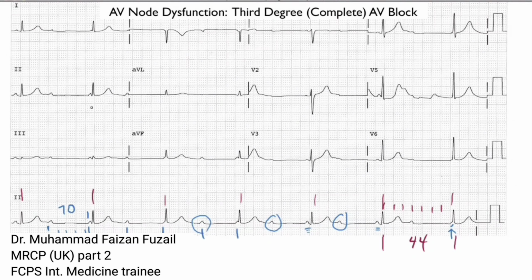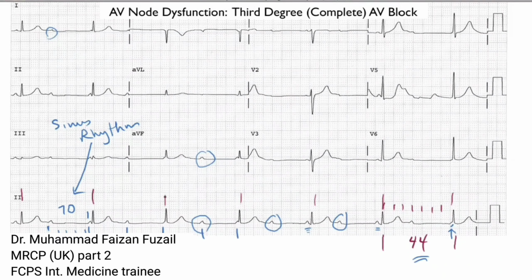If you look at the P waves, they're up in lead 1, and they're up in AVF. So what you're seeing here is a sinus rhythm at a rate of 70 beats per minute, but none of these P waves are getting through to the ventricles. Every single one is blocking. As a result, the ventricular rhythm is a very slow escape rhythm at 44 beats per minute. It's perfectly regular. And it's coming from where?